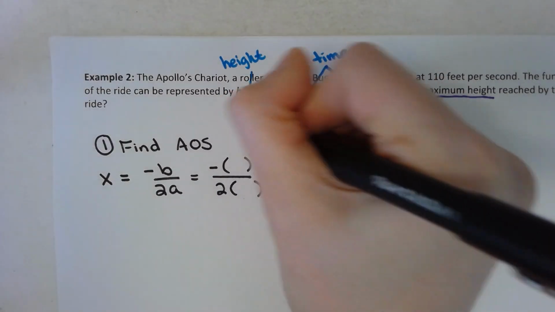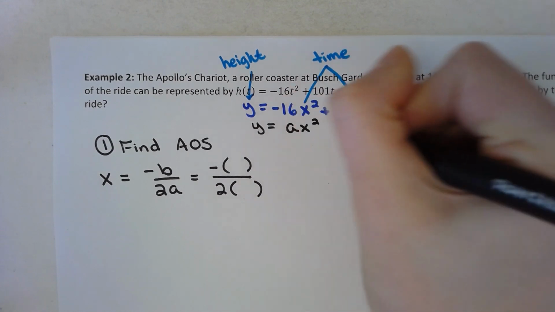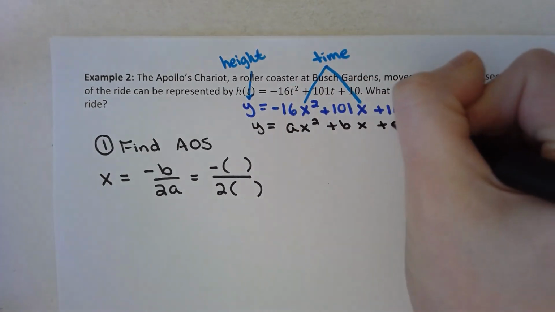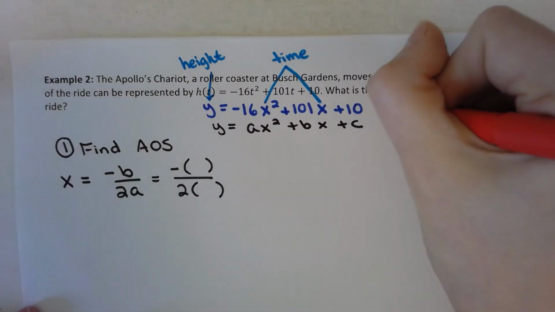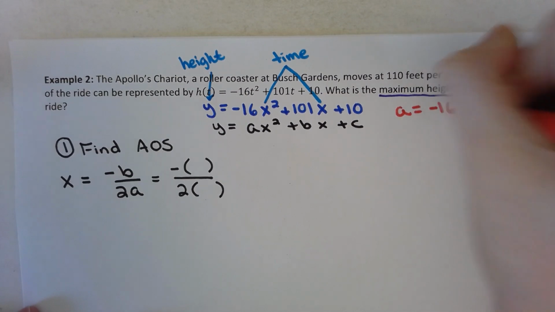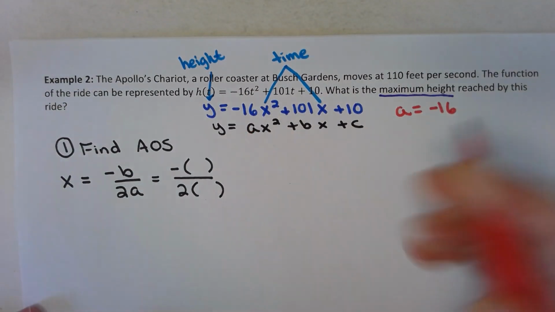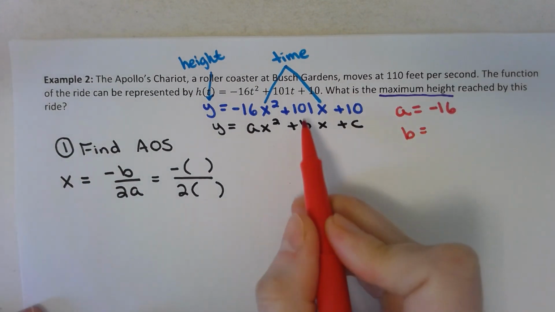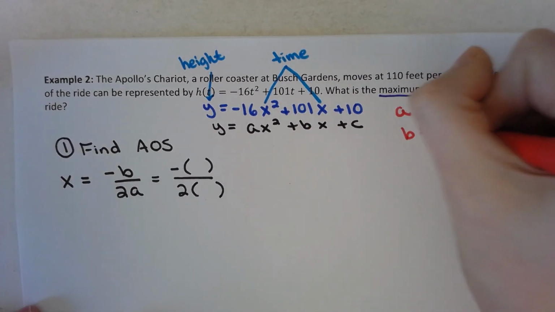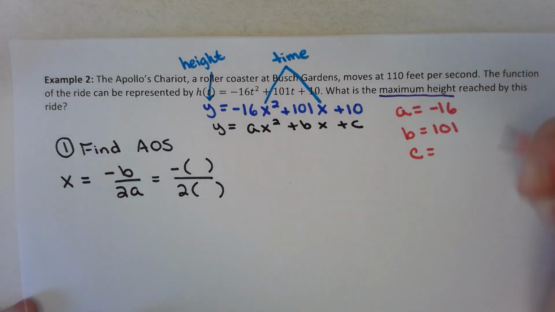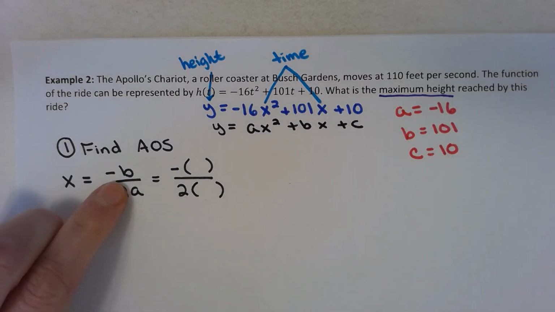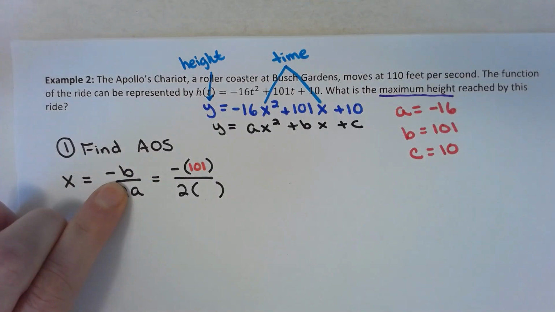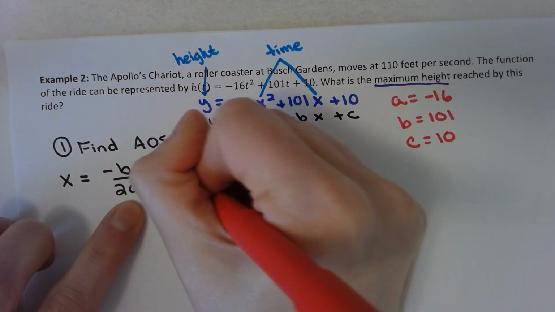It starts off as y equals ax squared plus bx plus c, which lets me know that my a value is negative 16. It's the number in front of my x squared. My b value comes next. That one is attached to the regular x, 101. And this time on example 2, we do have a number at the end without a letter attached to it, a constant. It is 10. So let's plug those values in. My b value is 101, and my a value is negative 16.